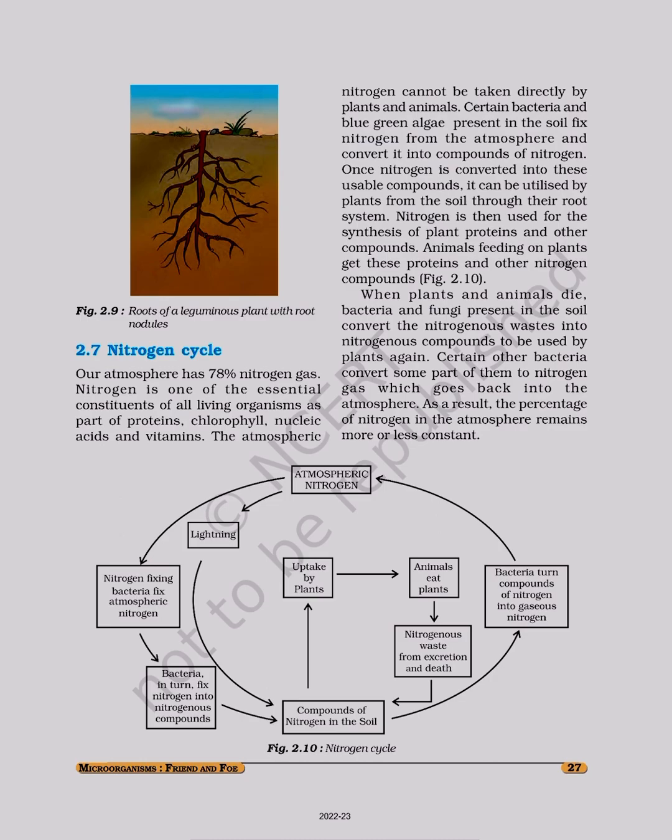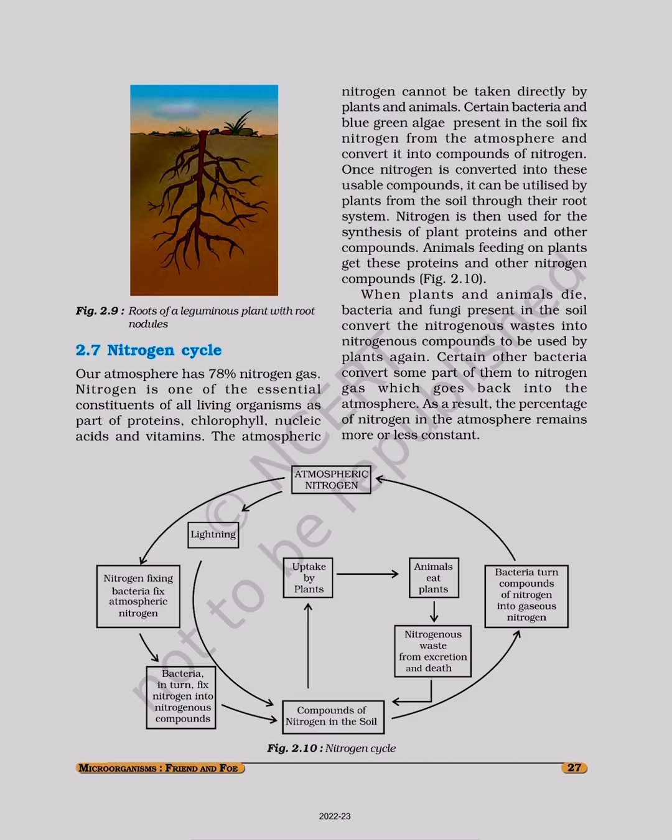Certain bacteria and blue green algae present in the soil fix nitrogen from the atmosphere and convert it into compounds of nitrogen. Once nitrogen is converted into these usable compounds, it can be utilized by the plants from the soil through their root system. Nitrogen is then used for the synthesis of plant proteins and other compounds. Animals feeding on plants get these proteins and other nitrogen compounds.